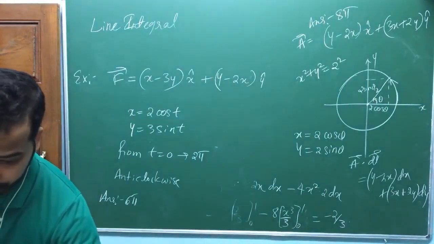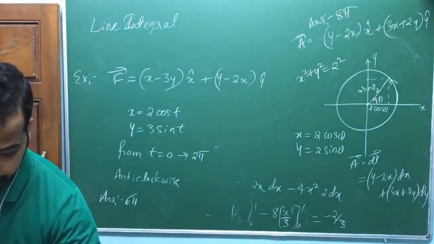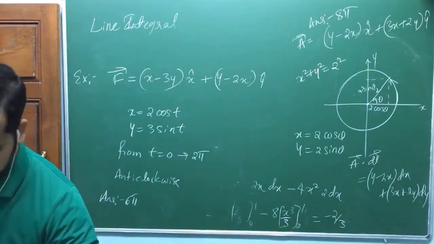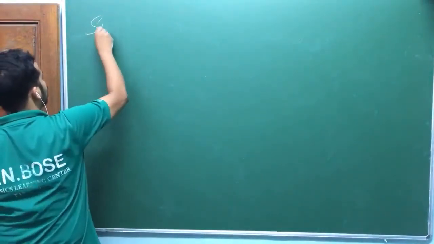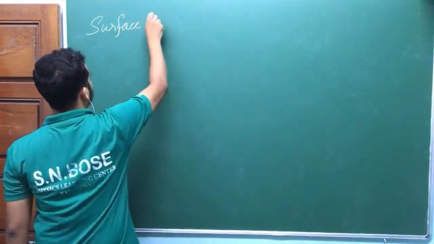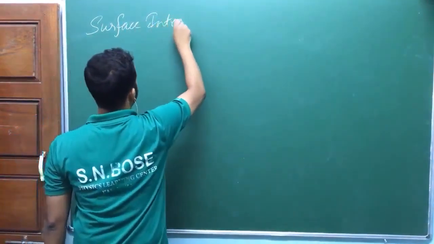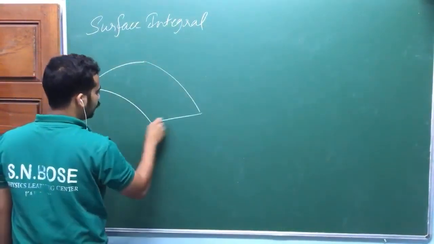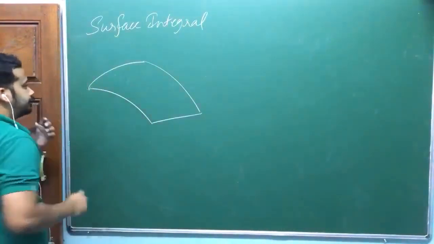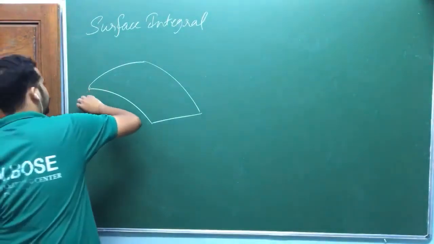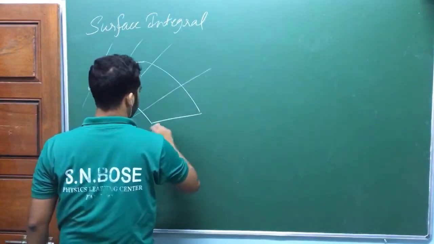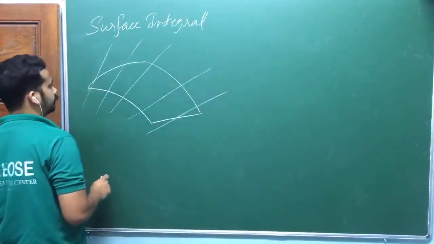There are many more questions to be practiced. We shall see the exam questions, then we can collect questions from the book. Surface integral. We have already taken this one. If we have the surface and we have a vector field, we have the vector field in space.